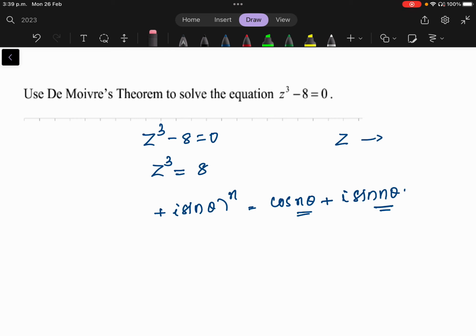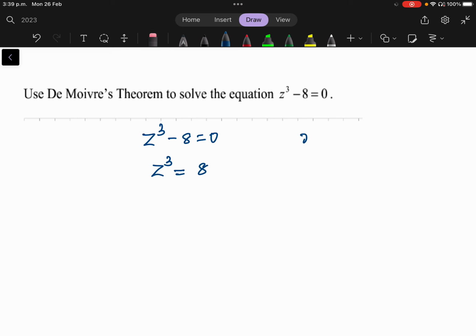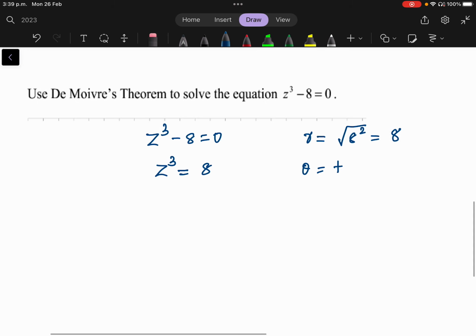So if you need to solve this equation, what you have to do is first find the modulus of this, which is r equal to the square root of 8 squared, which is equal to 8, and theta, which is nothing but 0. So tan inverse 0 is equal to 0.